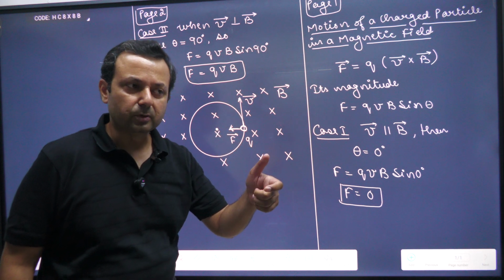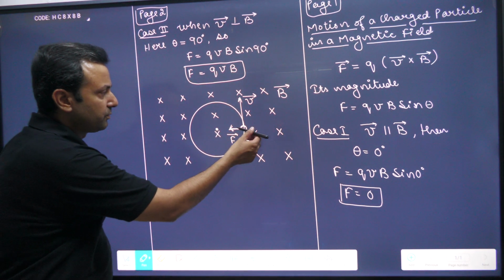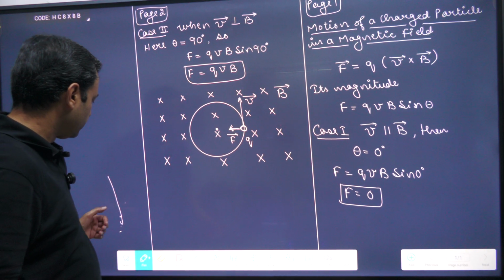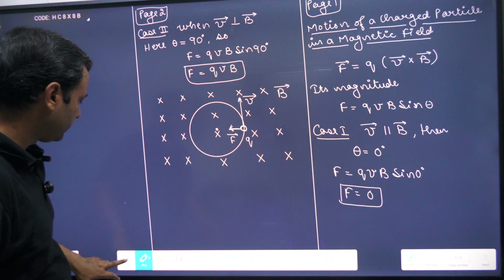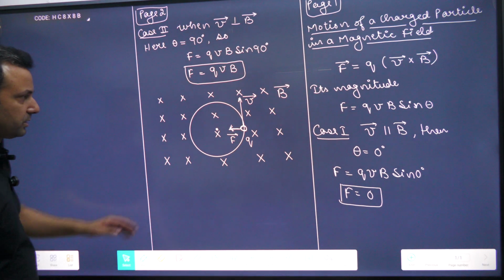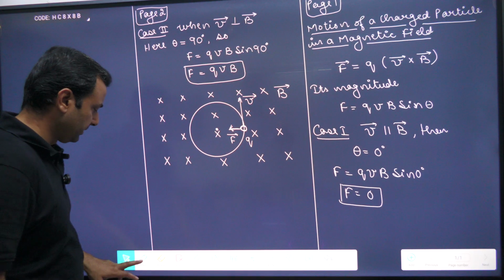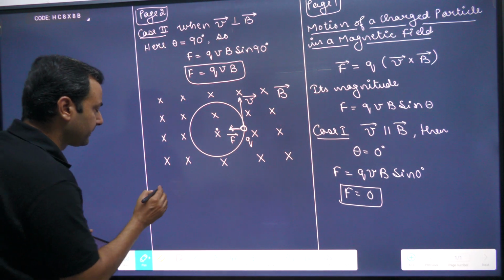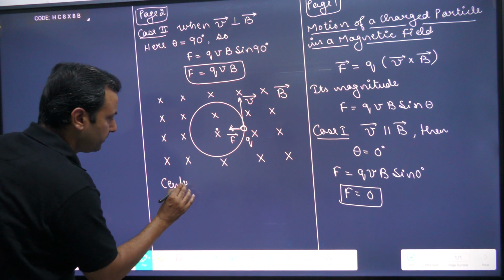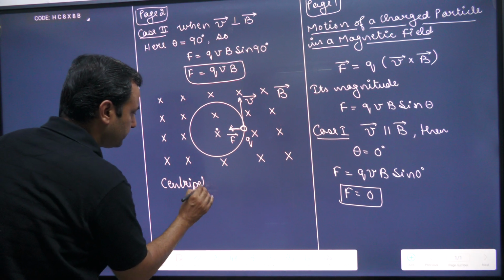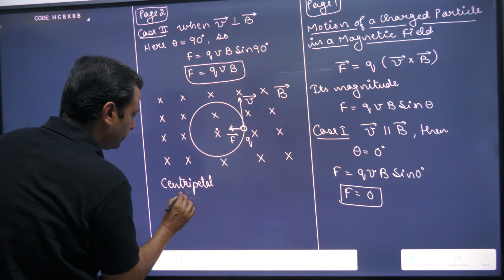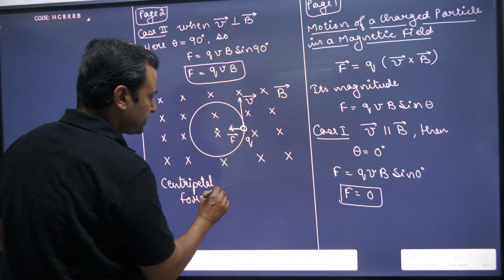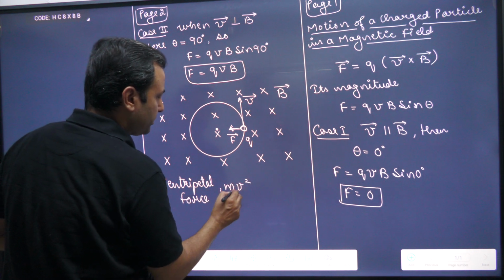What is centripetal force? A force which acts towards the center of a circle is called centripetal force. So this F vector provides the necessary centripetal force. What is centripetal force? Centripetal force is mv square upon r.